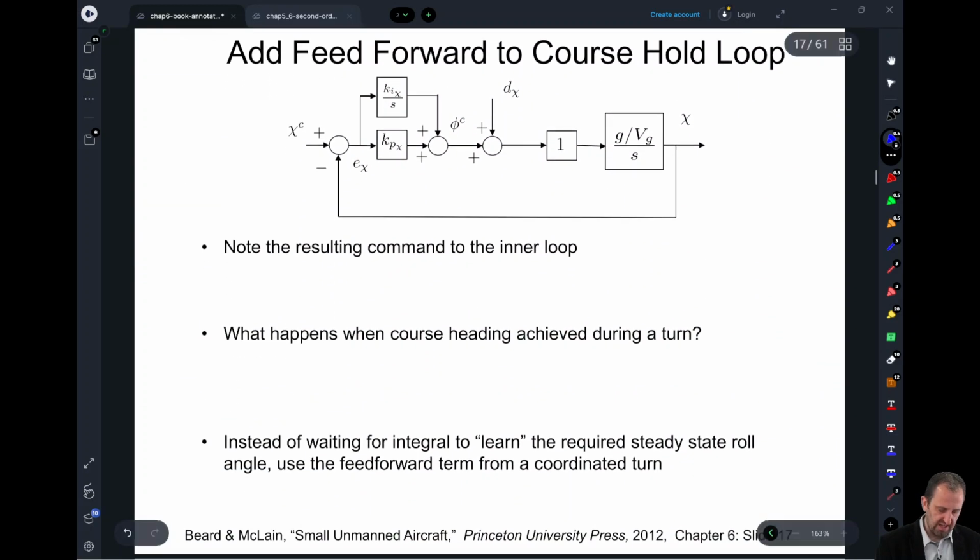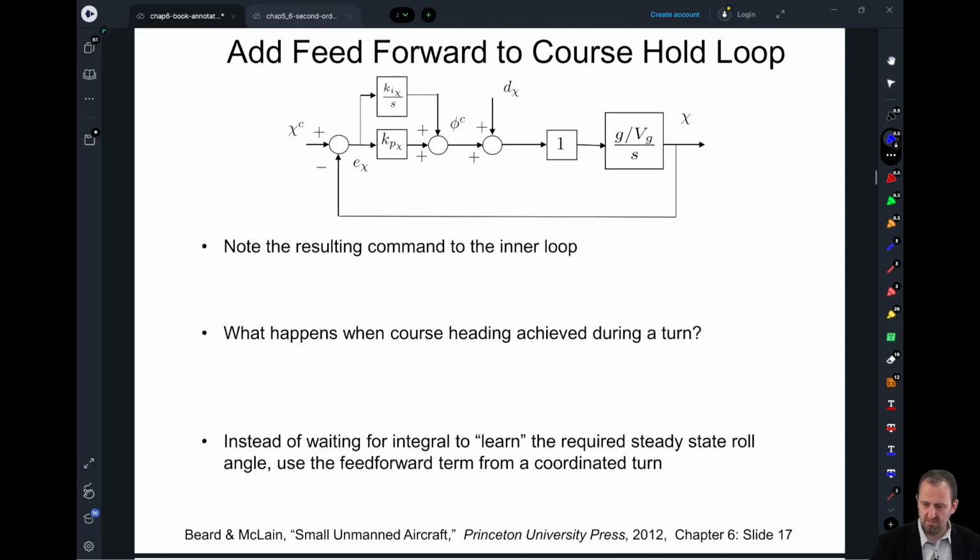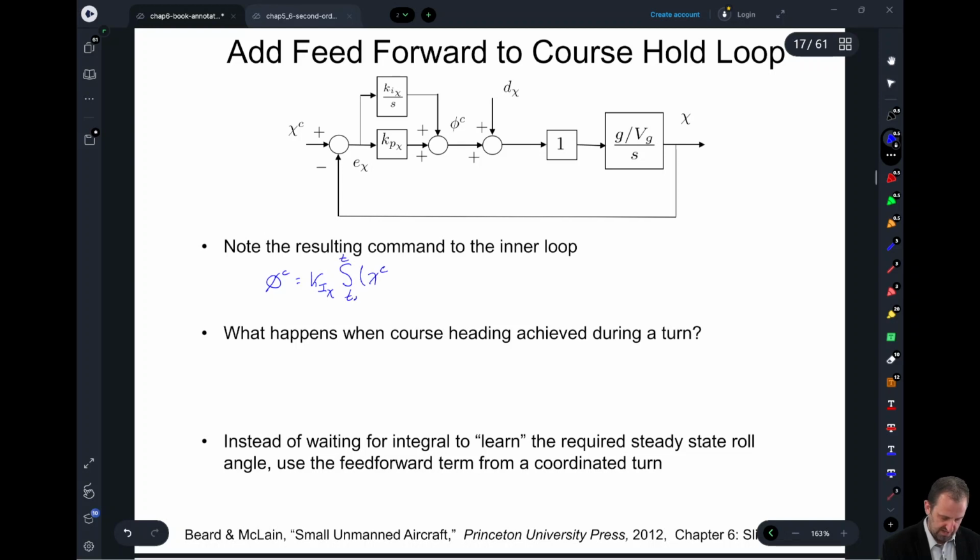Excellent. So the final thing on this, let's see, make sure I didn't miss anything. The final thing on our course hold loop is that we typically want to add a feed forward term. So I'm going to rewrite the control. Our commanded value for phi, again, is going to be equal to the ki sub chi times the integral from t naught to t of our commanded value for our course angle minus the actual course angle, plus a proportional term, and that proportional term is based on that same error signal.